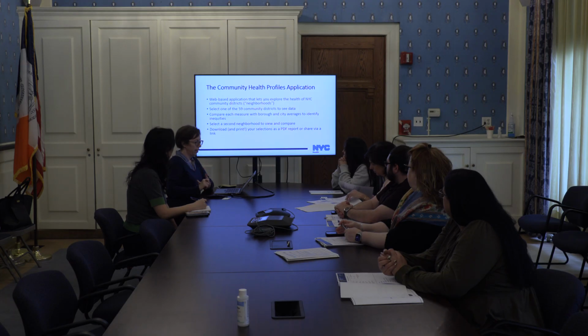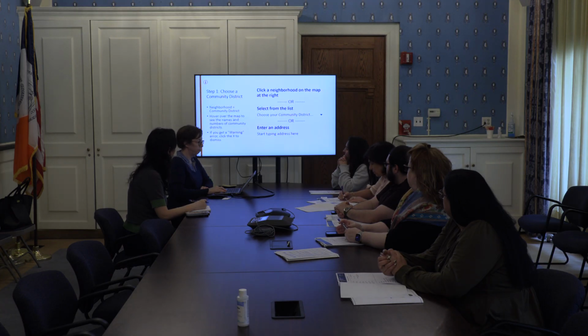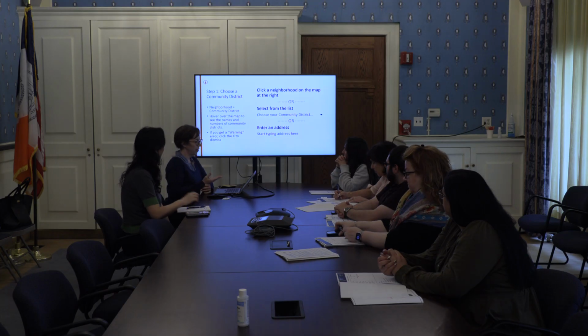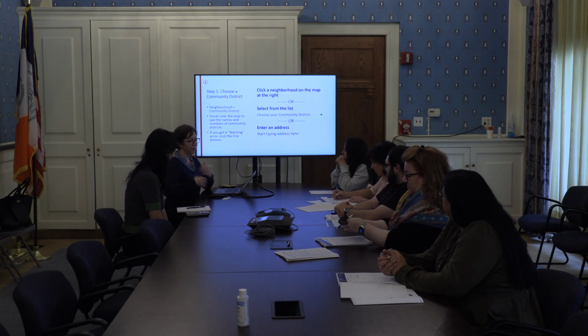All right. So as I mentioned, it's a web-based application. We can select a community district, compare that with other community districts, and download and print. I'll show you how to do all these things. So you can actually go to the website anytime. It's nyc.gov/health/profiles. I'm actually showing, we're updating the data this month, but it wasn't ready for this presentation.